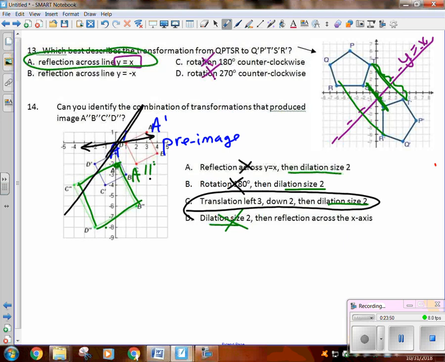It should be translated left 3, down 2. And if I check that, I do believe that works, because it looks like I go 1, 2, 3, and then down 1, down 2. Left 3, and then down 2. And I believe that works. And then it got bigger.